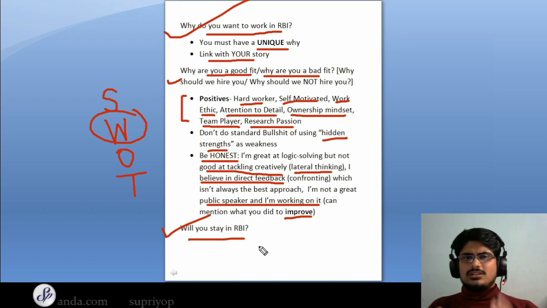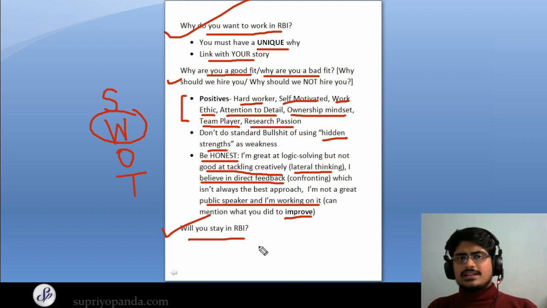You can say that you are researching many of the things. So if you are interested in research, then you can say that I love reading books, I love doing research, and RBI offers me this kind of opportunity. So try and think, what can you say? What can you show from your experiences, from your profile, that you are going to be in RBI for the long term? You show them.